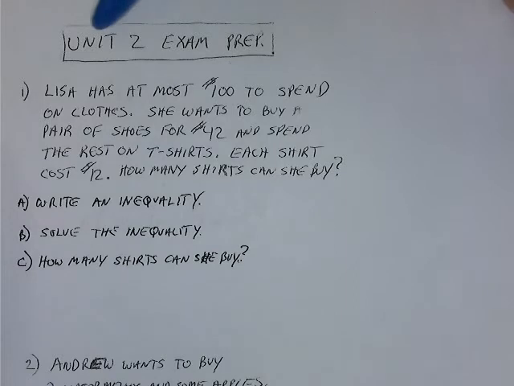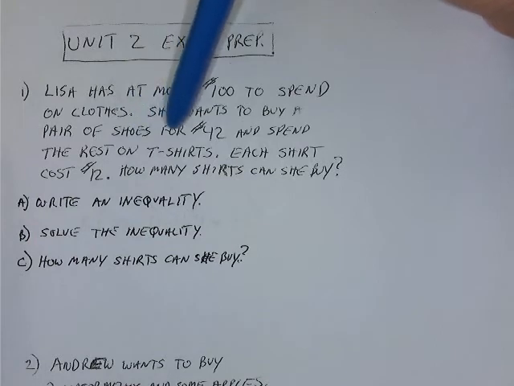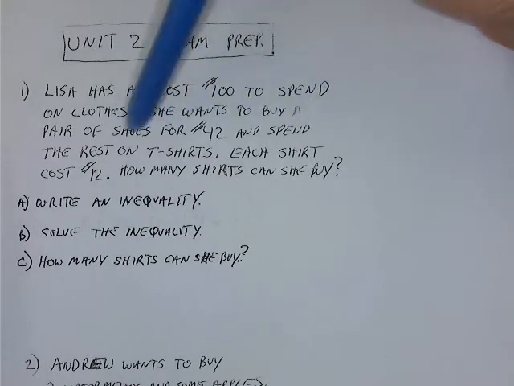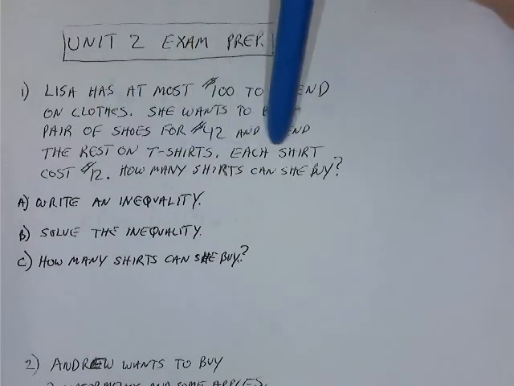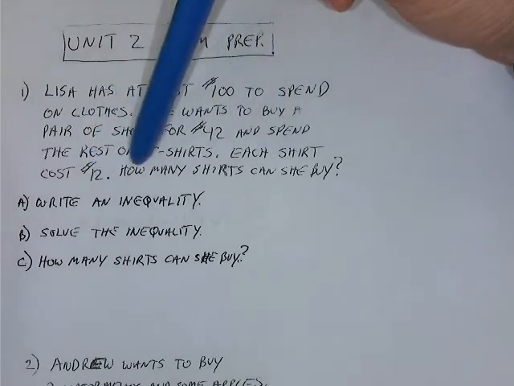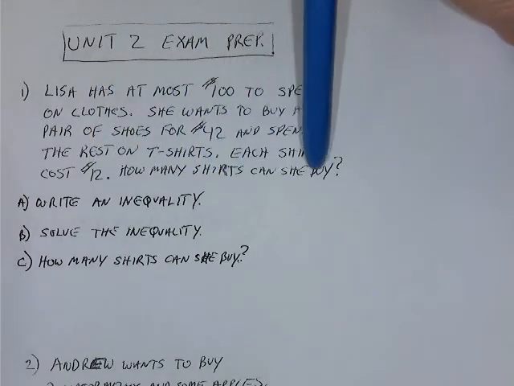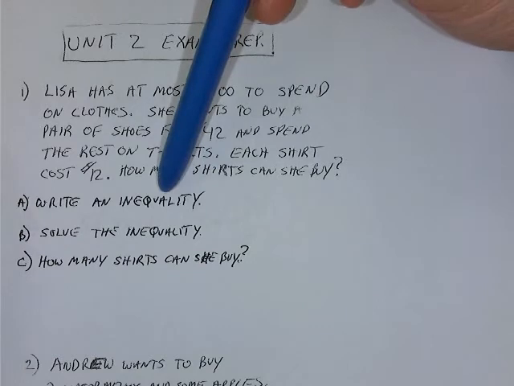Okay, here's a little practice for our Unit 2 exam. It says here that Lisa has at most $100 to spend on clothes. She wants to buy a pair of shoes for $42 and spend the rest on t-shirts. Each shirt costs $12. How many shirts can she buy? First step is to write an inequality.